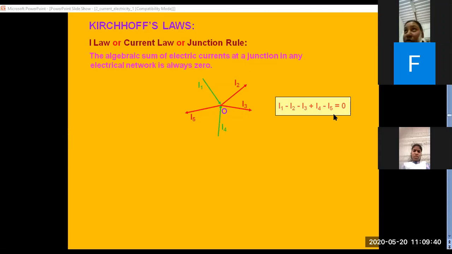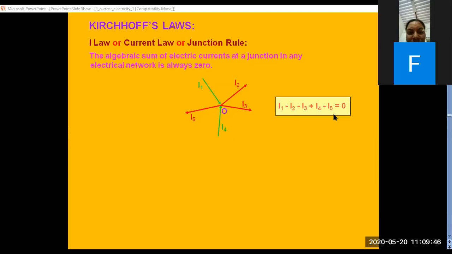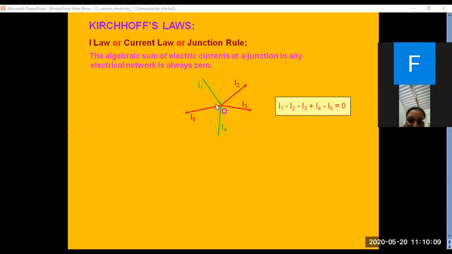So when it is equal to 0 here, you can clearly observe the sum of the currents entering is positive, and the sum of the currents leaving will be taken as negative. So this is the first law. The algebraic sum of current at a junction in any electrical network should be equal to 0, and current which is entering is taken as positive, which is leaving will be taken as negative.